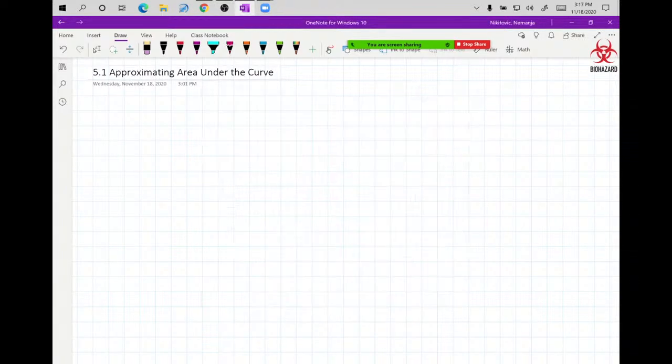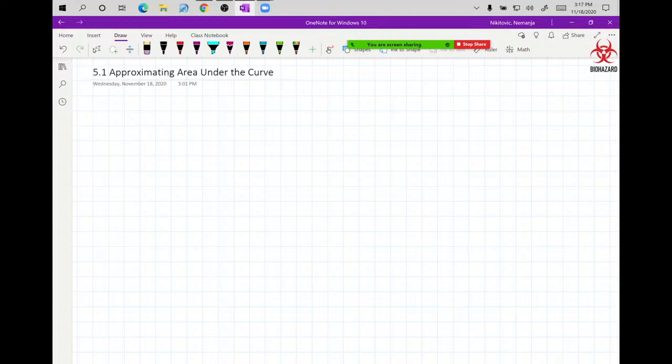Hello and welcome back to Calculus 1 section 5.1 on approximating area under the curve. Chapter 5 is all about integration, all about figuring out area under the curve and also what integration means. We already did basic integrals. Now 5.1 will not have any calculus in it. So I hope you're not going to be disappointed.